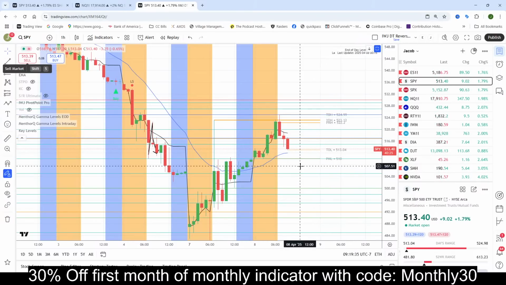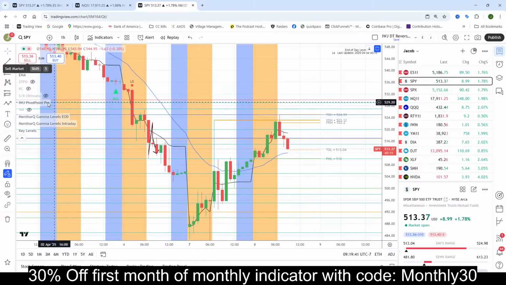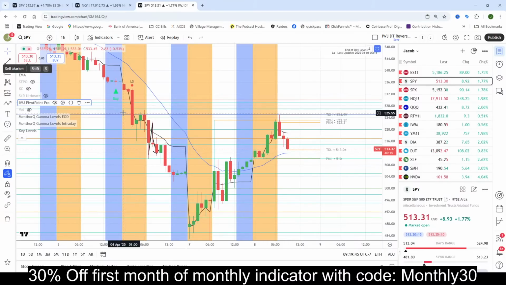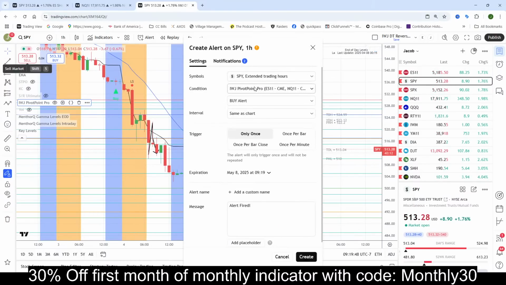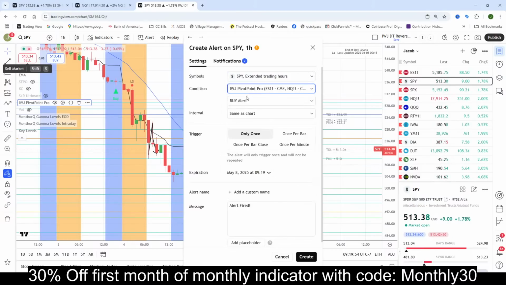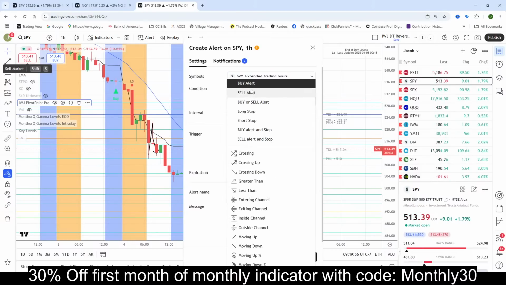Can't seem to add an alert to the indicator. You should be able to go in here, click on the three dots, and hit add alert. And then these are the alerts you can choose from: buy, sell, short, stop, buy alert and stop, sell alert and stop. You can get all those.